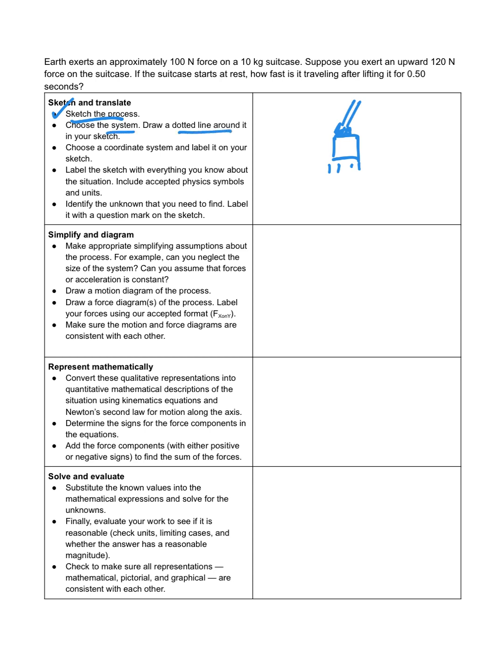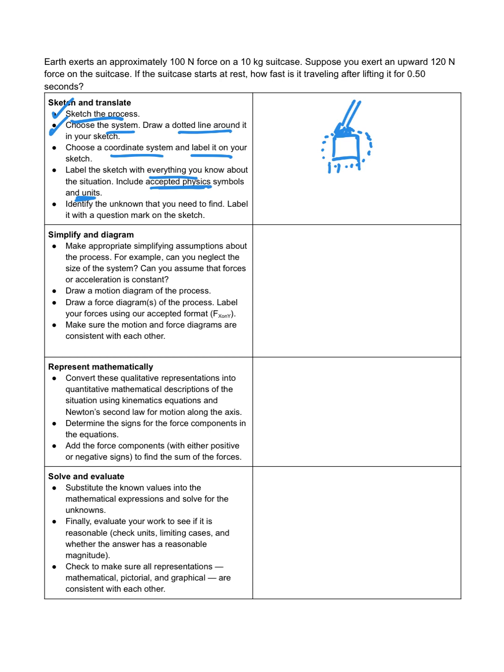Choose the system. Draw a dotted line around it in your sketch. So what's my system in this case? Since these forces are being exerted on the suitcase, I'm going to make the suitcase my system. So I'm going to draw a dotted line around that to remind me. So I've done that. Choose a coordinate system and label it in your sketch. I'm actually going to come back to this in a little bit. Label the sketch with everything you know about the situation, including accepted physics symbols and units. This is a major step that a lot of you are missing when I'm reviewing the work that you've done.